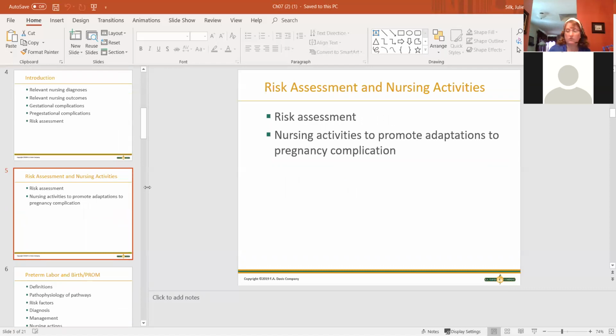Okay, so how do we identify who is at high risk in their pregnancy? The goal of risk assessment is to identify pregnant women at risk for developing complications and promote risk-appropriate care that will enhance maternal and fetal outcomes. Risk assessment tools have poor predictive value, but they can help distinguish between women who are at high risk and women who are at low risk for complications.